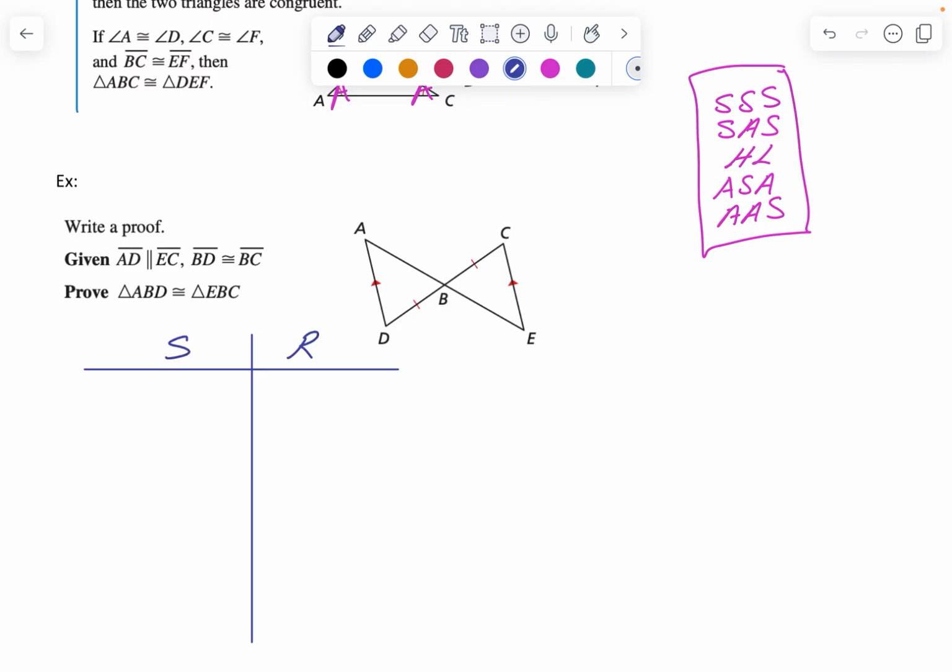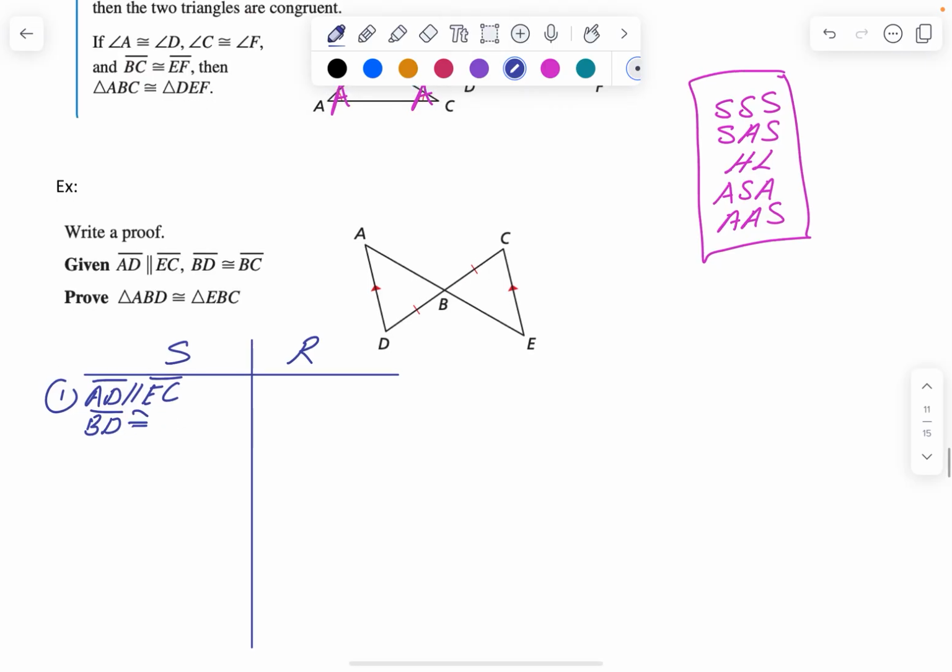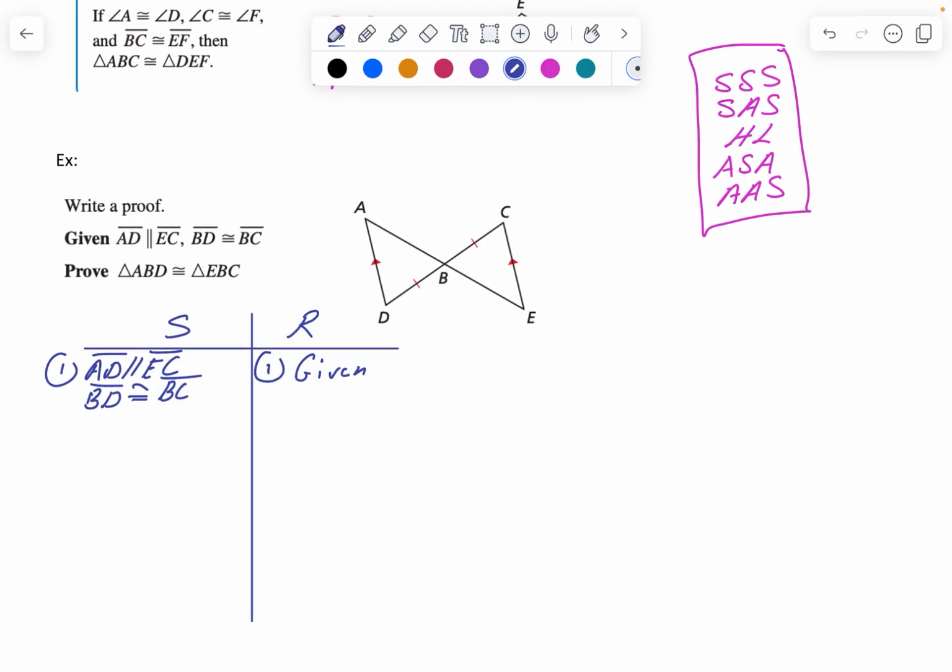So we've got our statements, reasons. We are given AD parallel to EC and BD congruent to BC. Oh, I'm sorry, not parallel, congruent. And all of that's marked in the diagram. We see the BC and BD marked, and then those little red triangles indicate the parallel lines, which I like to do. If given parallel, I put triangles or arrows on my lines. All right, so, not a whole lot here.